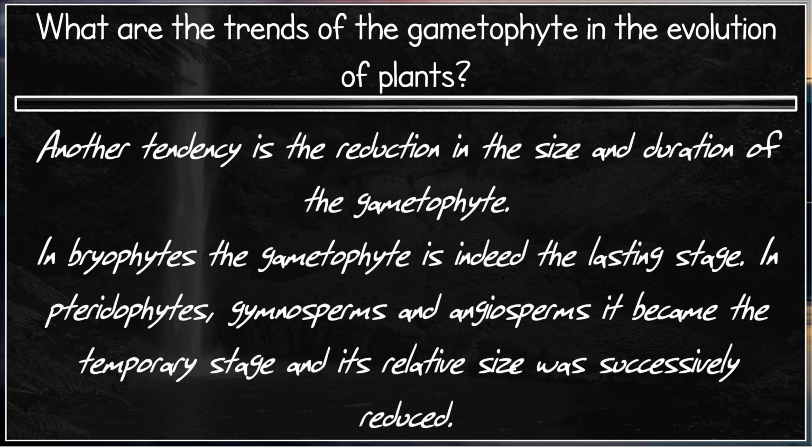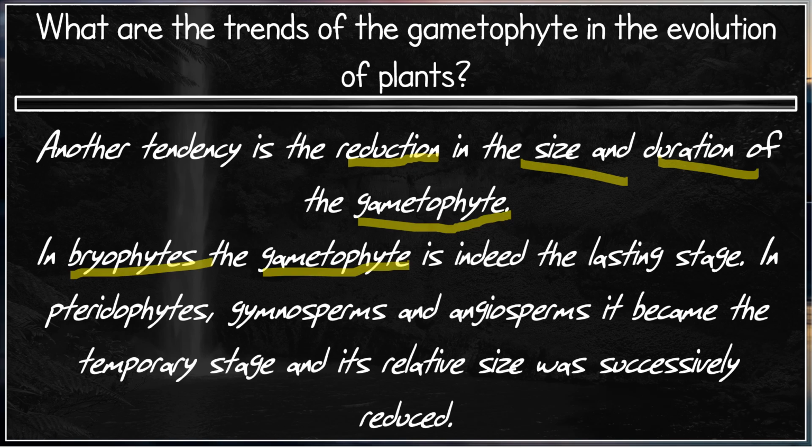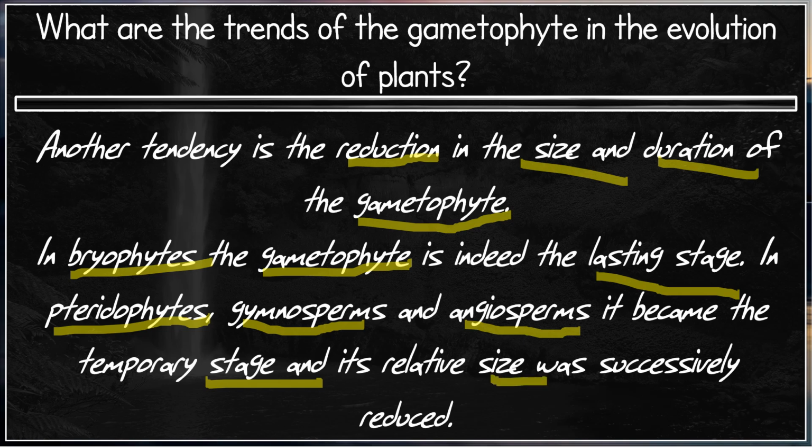Another tendency is the reduction in the size and the duration of the gametophytes. In bryophytes, the gametophyte is indeed the lasting stage. In pteridophytes, gymnosperms and angiosperms, it becomes a temporary stage, and its relative size was successively reduced.